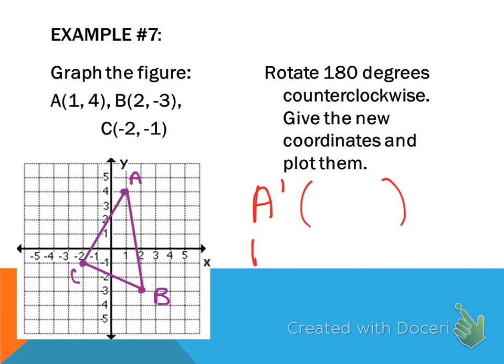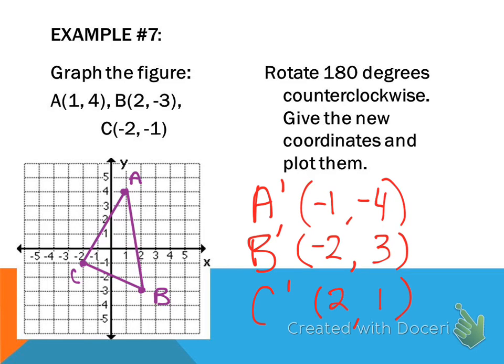Let's find A prime, B prime, and C prime. To do this, what's our rule for 180 counterclockwise? Switch the signs. So instead of 1, 4, what do I have? Negative 1, negative 4. Instead of 2, negative 3, I have negative 2, positive 3. Instead of negative 2, negative 1, I have positive 2, positive 1. And then I have to graph all of those.